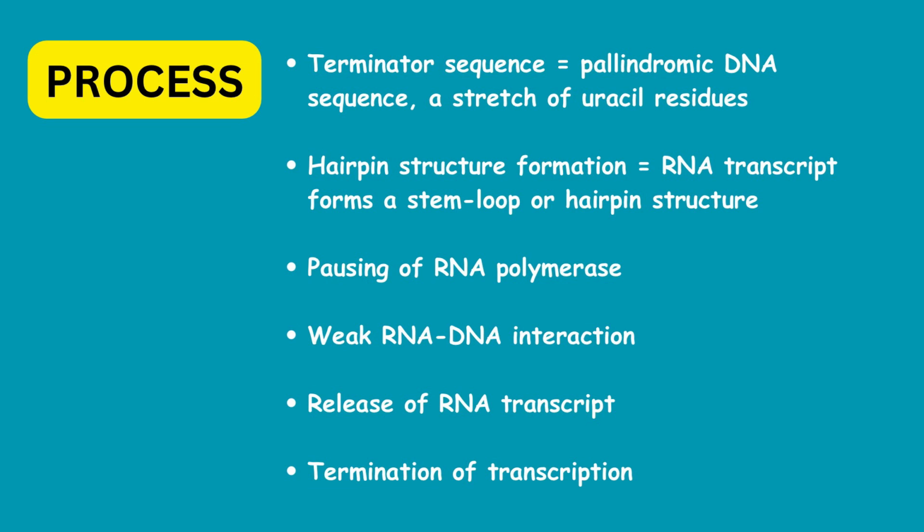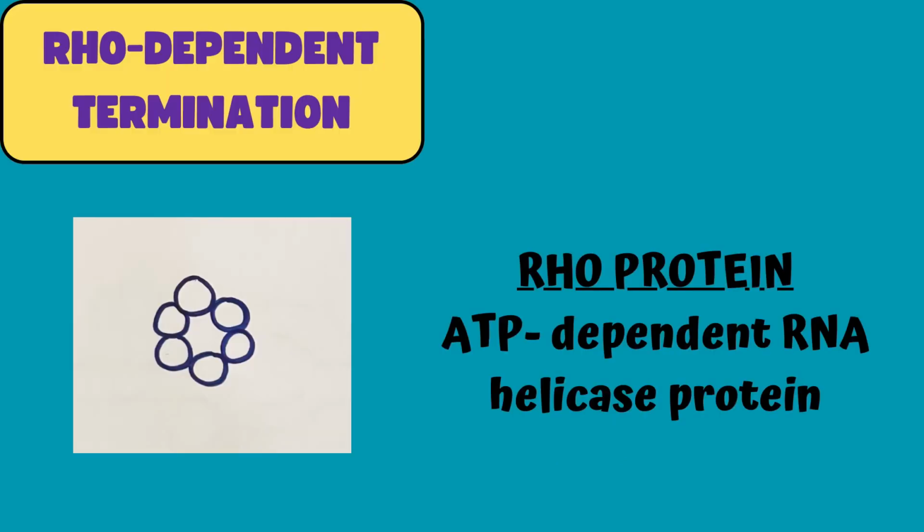Weak RNA-DNA interaction. As the RNA polymerase encounters the hairpin structure, the stability of the RNA-DNA hybrid decreases. The weak interaction between the RNA transcript and the DNA template facilitates the dissociation of RNA polymerase from the DNA template. Release of RNA transcript. RNA polymerase along with the newly synthesized RNA strand dissociates from the DNA template. Termination of transcription. So with the release of the RNA transcript, the transcription of the gene is terminated. The RNA polymerase is now free to initiate transcription at another gene.